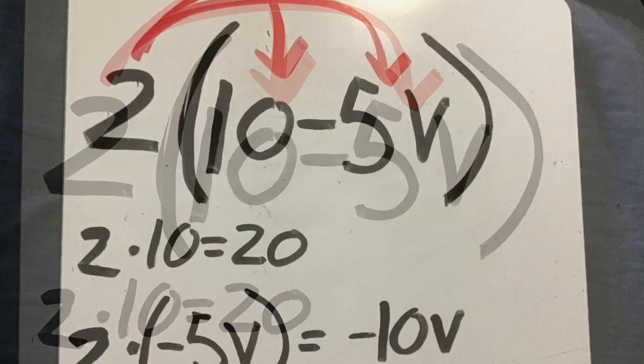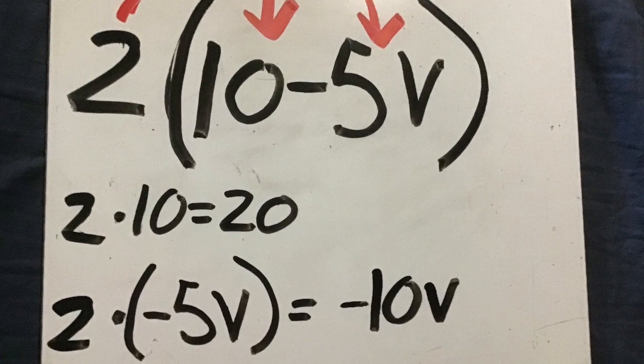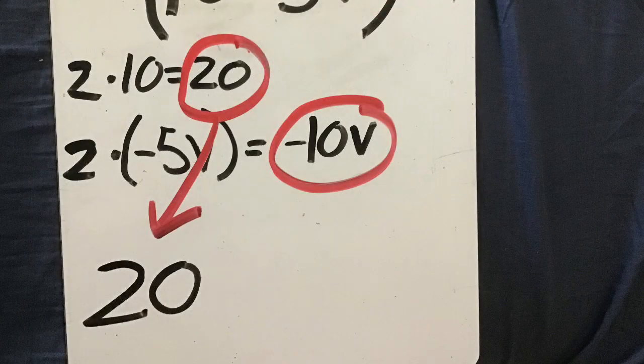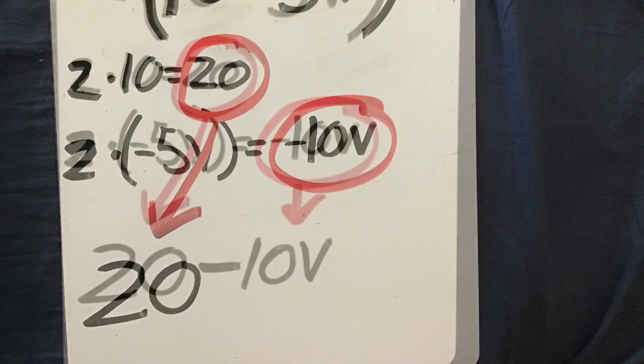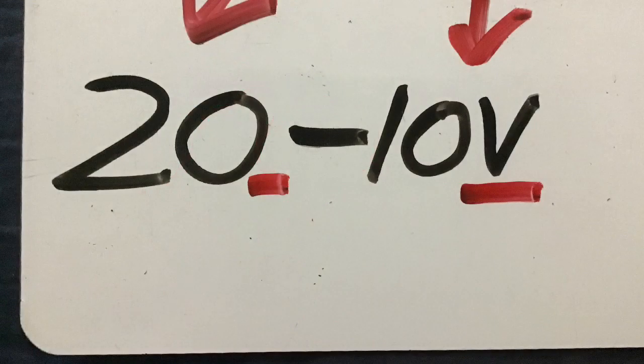A positive times a negative equals a negative. 2 times 5 equals 10, and the v comes along for the ride. Now I need to put my two answers together. Bring down the 20, and then I add the negative 10v. So my answer again is 20 minus 10v. I can't combine these because the 20 doesn't have a v.